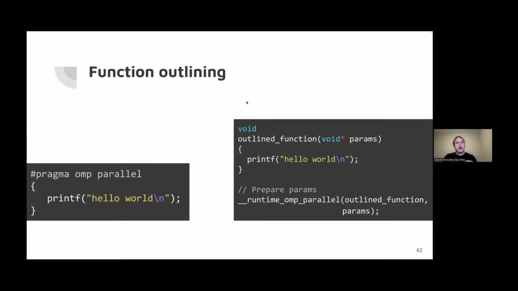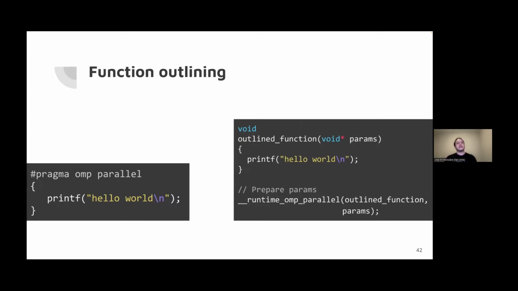So how do they actually do this? There is this process called function outlining. How many of you have heard of function inlining? You can use a reaction, a thumbs up, or something like that. No? Okay, good. Thank you, David.